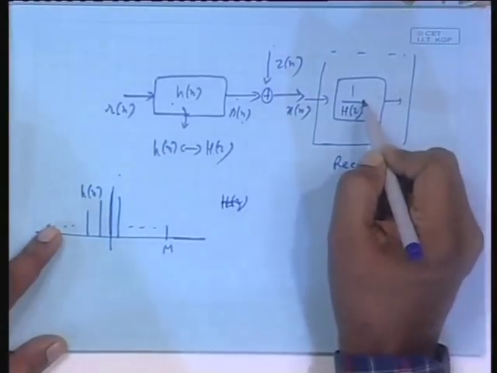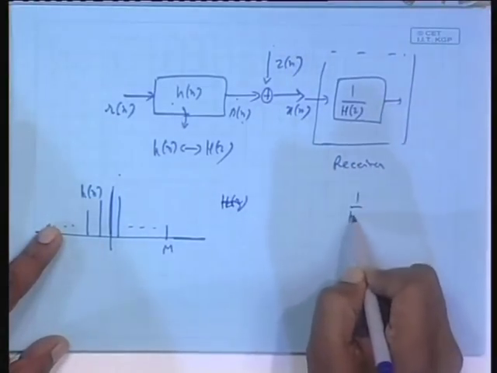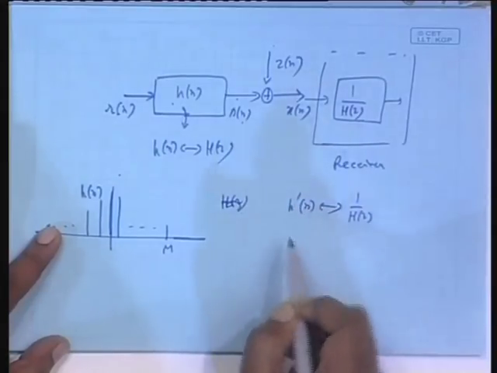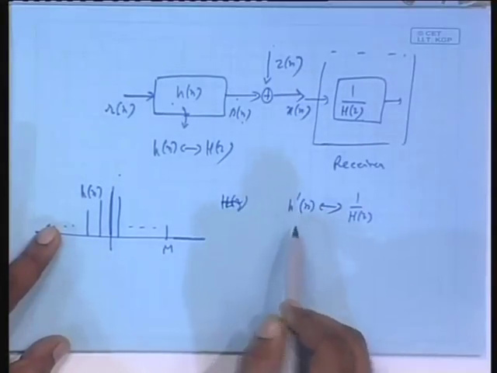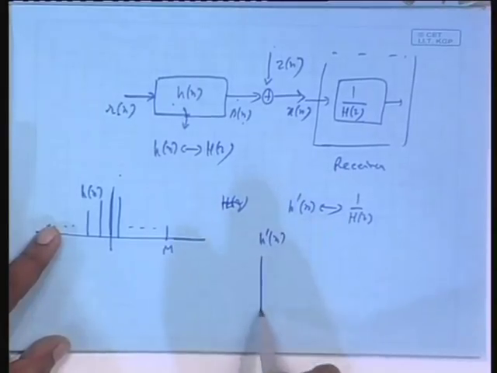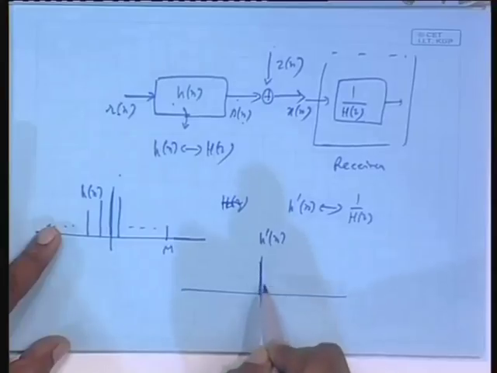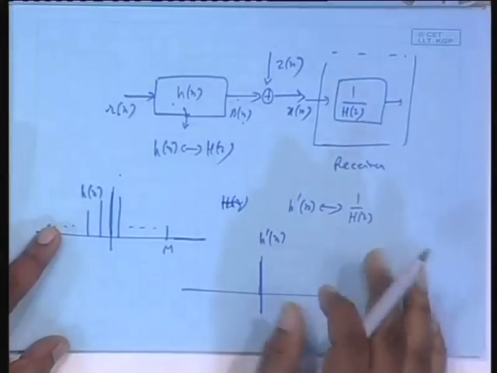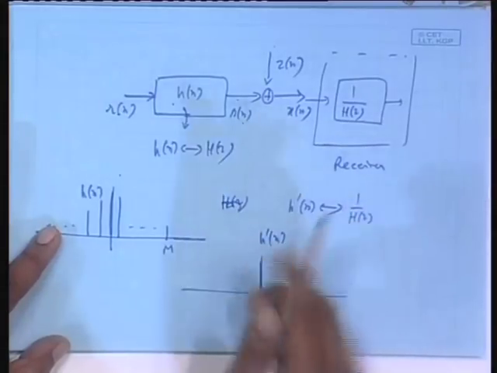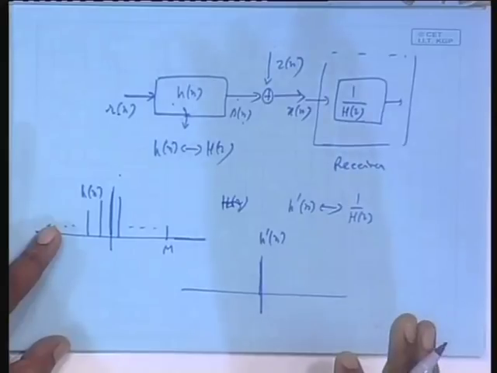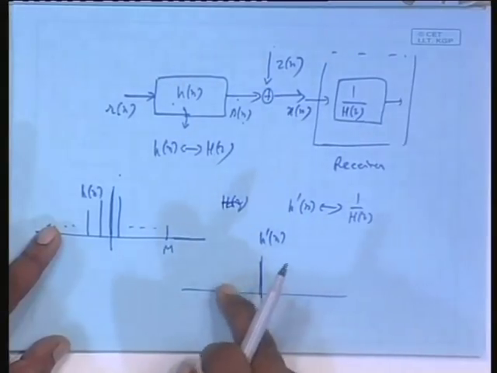So, 1 by H(z), this system, if its impulse response is h prime (n), this will be stable, but non-causal. So, that means h prime (n) could be something like this. It will go in either direction, because it is non-causal, but it is stable. For any stable system, you know, for the impulse response, if you take the mod value and go on adding, it has to be finite, that is the condition. So, then this also should die down.